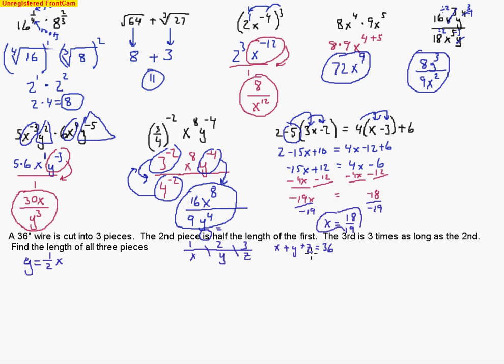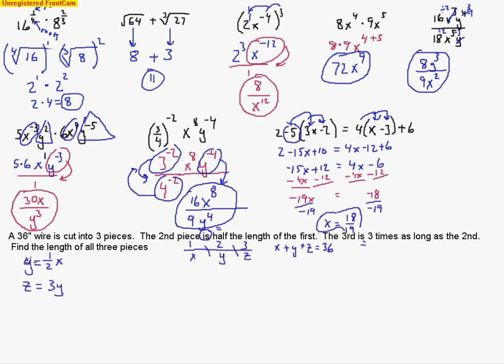All right, let's do another one. The third piece, "is" means equals, so let's write down the third piece. The third piece is Z, so Z equals 3 times as long as the second piece, so 3 times Y. So there we have some equations. Now, we want just one unknown, so let's try this.